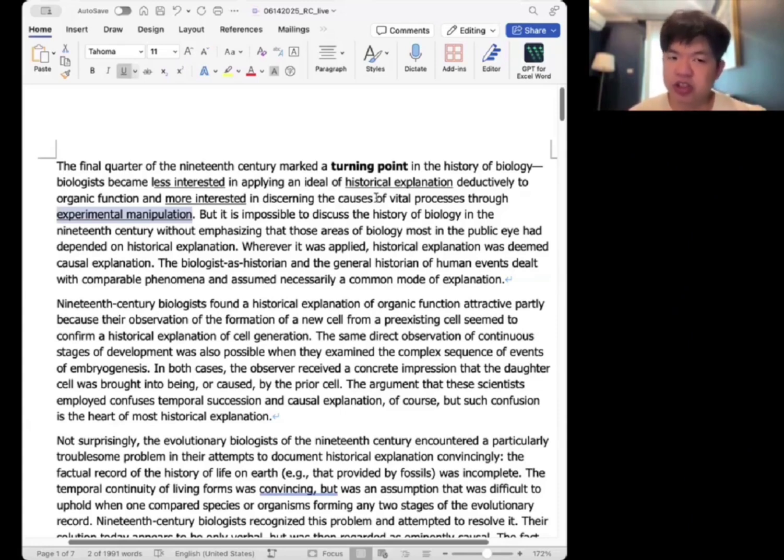Now, let's look at these two sentences, or rather, these 4 lines. The main point is that they describe for us the shift in focus throughout history. Next, let's look at the following sentence, which says, but it is impossible to discuss the history of biology in the 19th century without emphasizing that those areas of biology, at least in the public eye, have depended on historical explanation. Well, this is exactly the kind of sentence I mentioned earlier, one of the more challenging sentences in this article, right? Why is that?